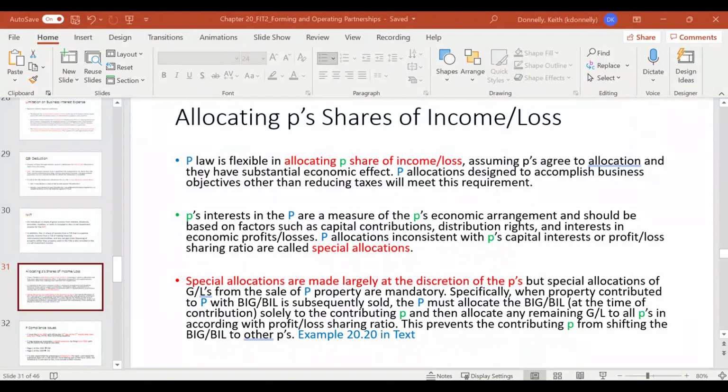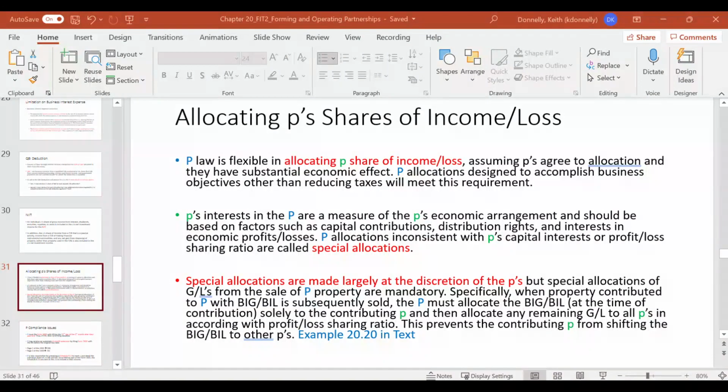The main exception is whenever a partner contributes built-in gain property, and the partnership later sells that property. So let's say, for example, that you contribute a machine that has a $75 adjusted basis and a fair market value of $125. That's a built-in gain of $50. Let's then say the partnership holds on to this property for 2 or 3 years and then sells it for $200. It went up in value, right?